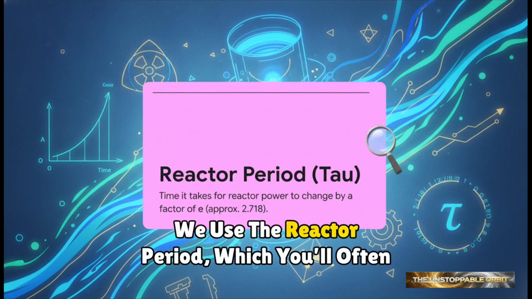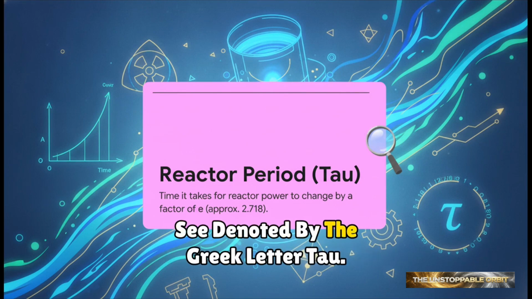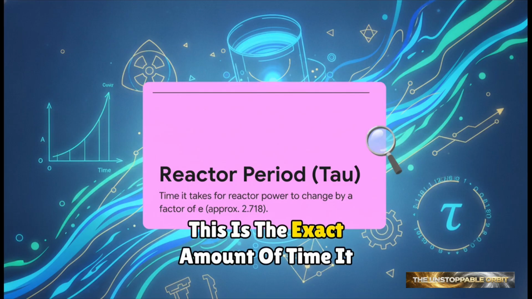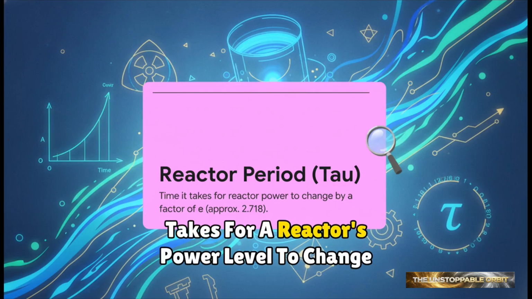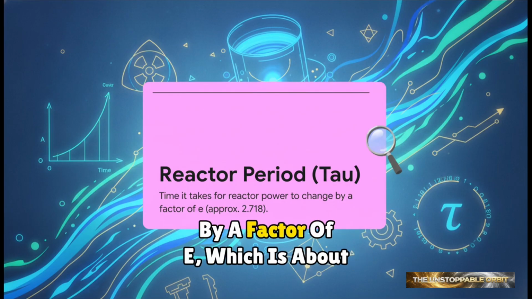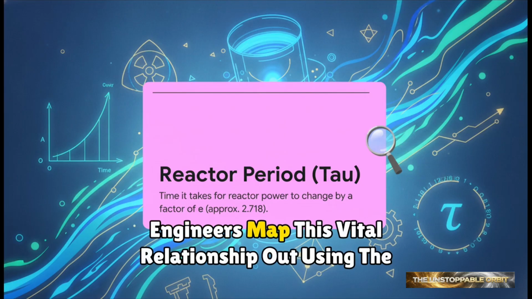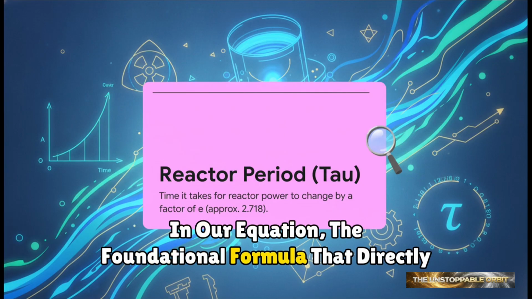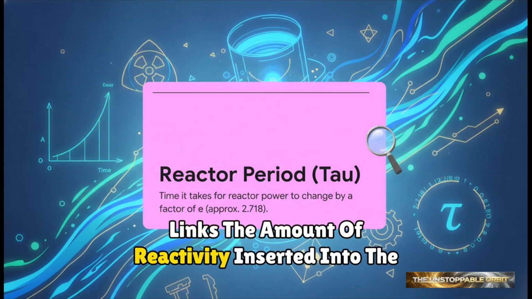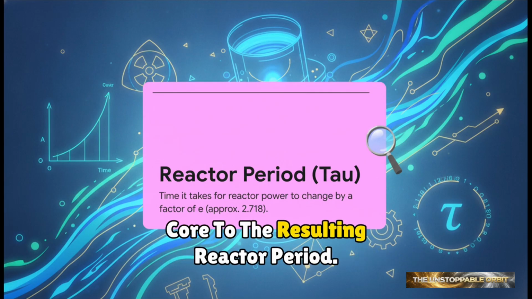We use the reactor period, which you'll often see denoted by the Greek letter tau. This is the exact amount of time it takes for a reactor's power level to change by a factor of e, which is about 2.718. Engineers map this vital relationship out using the in-hour equation, the foundational formula that directly links the amount of reactivity inserted into the core to the resulting reactor period.